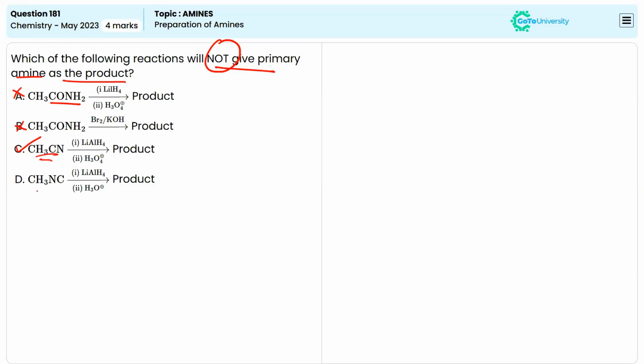Now coming to the last one, this is an isocyanide. If you take an isocyanide, this will give secondary amine as the product, not primary amine. So a primary amine cannot be produced from this isocyanide. They can produce only the secondary amine. So the correct answer is option D because they are producing secondary amines. Okay, write it down.